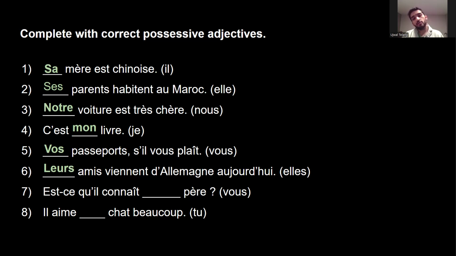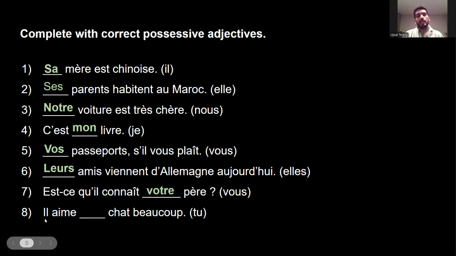Est-ce qu'il connaît dash père? And the pronoun is vous. Does he know your father? Right? So, to say your using vous, it's gonna be votre. Okay? Votre père.